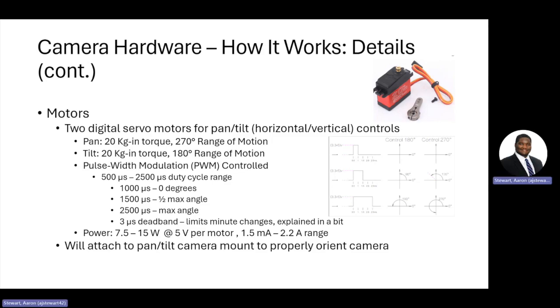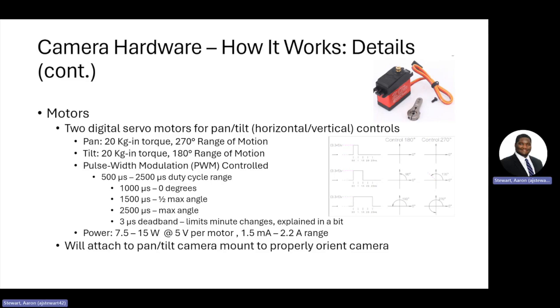And so these servos, the power ranges for both of them will be anywhere between 7.5 and 15 watts of power at 5 volts, and 1.5 milliamps to 2.2 amps. The 2.2 amps comes from the locked rotor current. That is the worst case scenario. It is pretty much another way to state inrush current, because when you start a motor up, it pulls a lot of current to get started, which is why, if you didn't know, your fan blades do the same thing. Pretty cool tidbit.